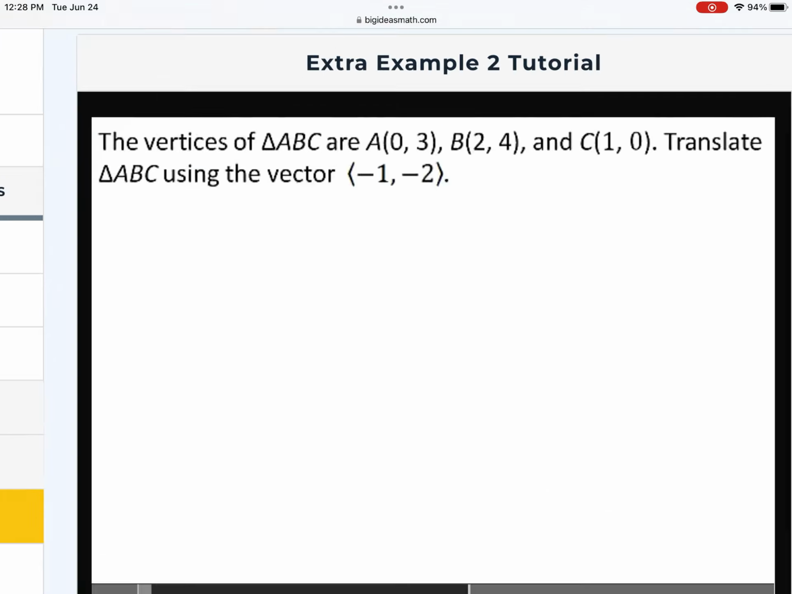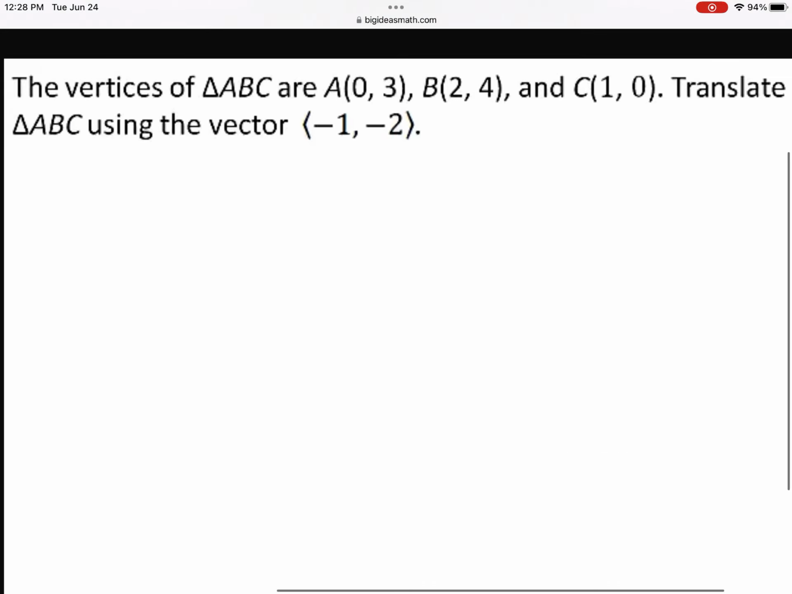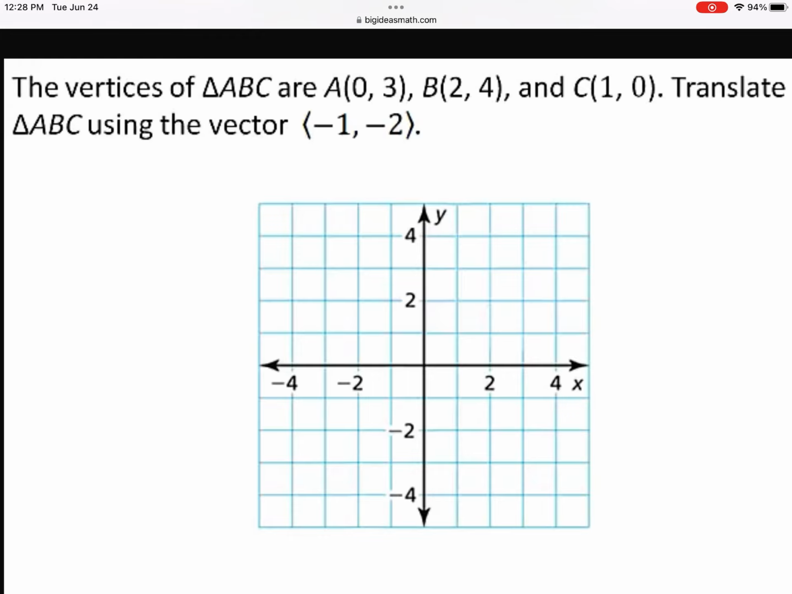The vertices of triangle ABC are A(0, 3), B(2, 4), and C(1, 0). Translate triangle ABC using the vector <-1, -2>. First, you want to graph triangle ABC with vertices A(0, 3), B(2, 4), and C(1, 0).